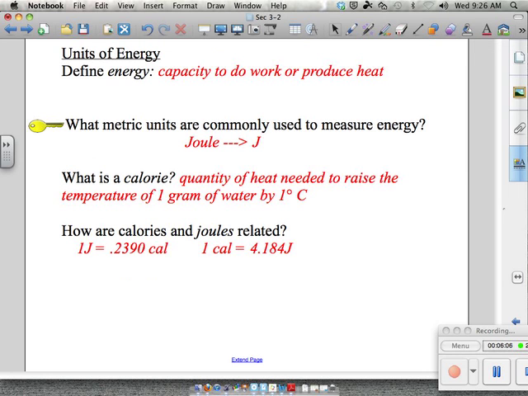1 joule of energy is 0.2390 calories, or 1 calorie is 4.184 joules.